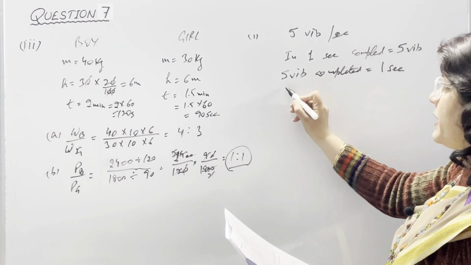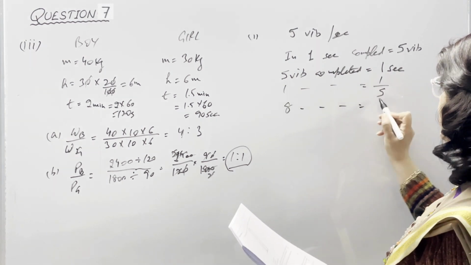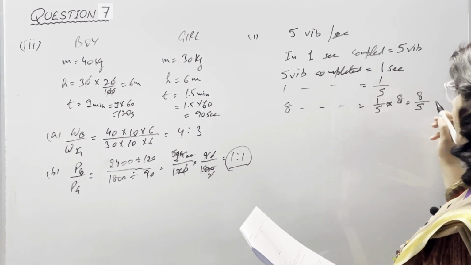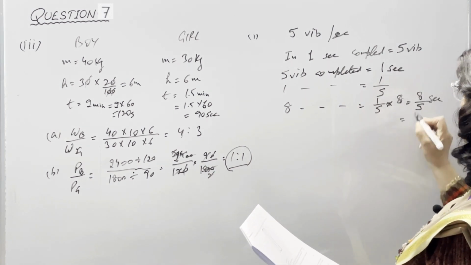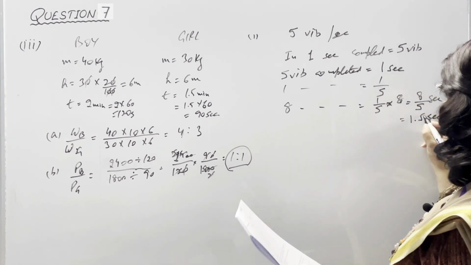If 5 vibrations are completed in 1 second, then 1 vibration is completed in 1 upon 5 second, and 8 vibrations are completed in 1 by 5 multiplied by 8. It means 8 upon 5 second, which is 1.6 second.